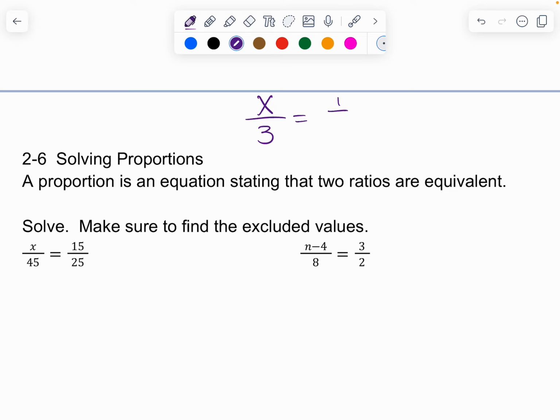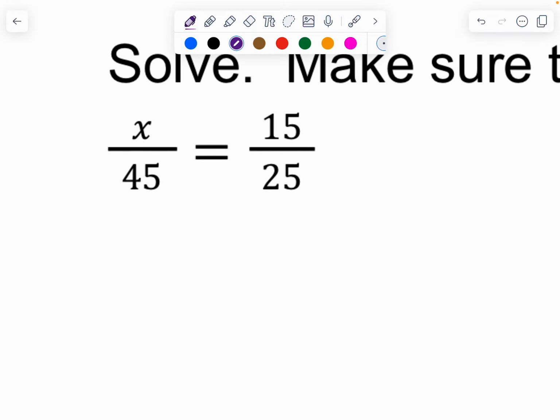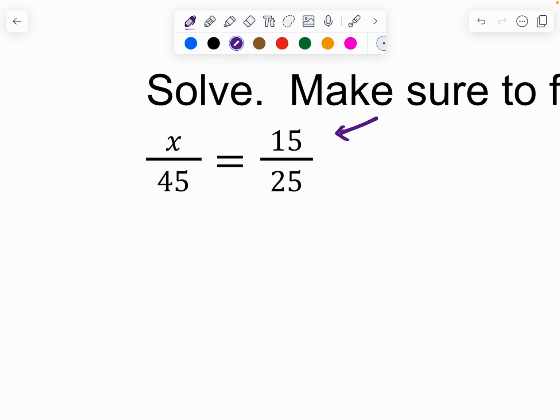When you had something like this in your other classes, you did multiplication like this and got 2x, and then you did multiplication like this and you got 3. Okay, so that's what we're going to be doing. We're going to be doing cross multiplying. Now, personally, I would simplify this fraction first, because 5 goes in, 5 goes in, so much easier.